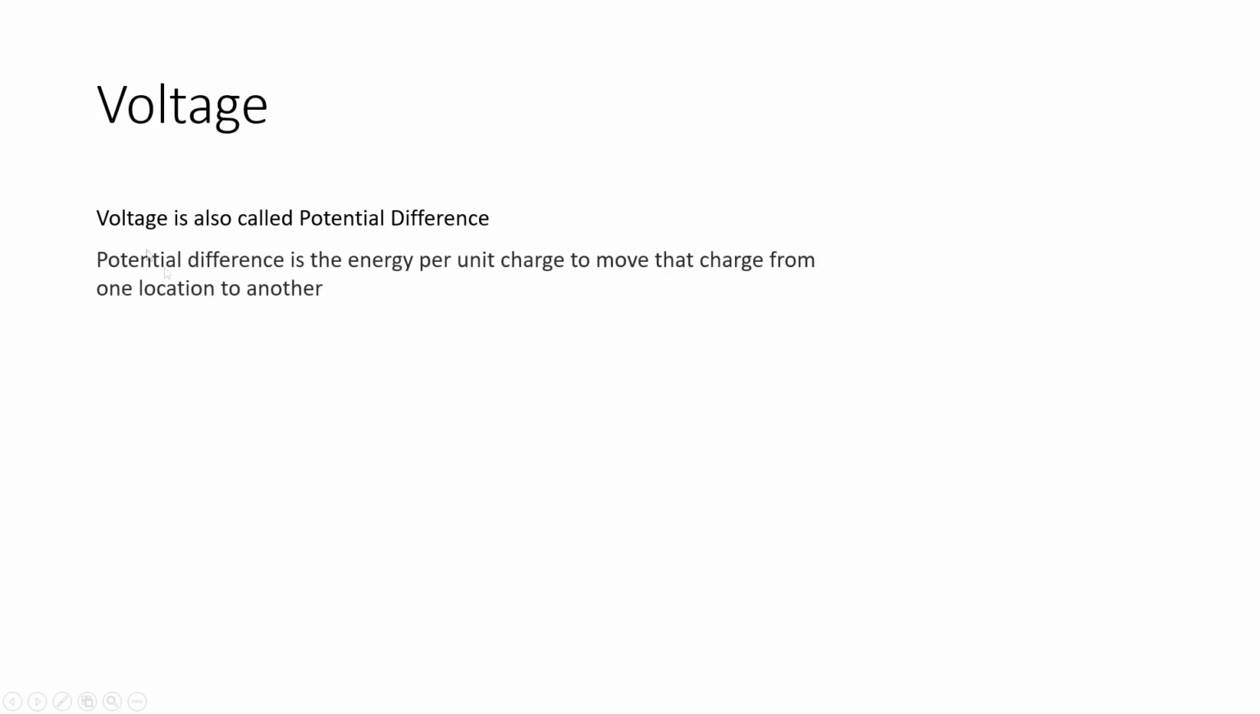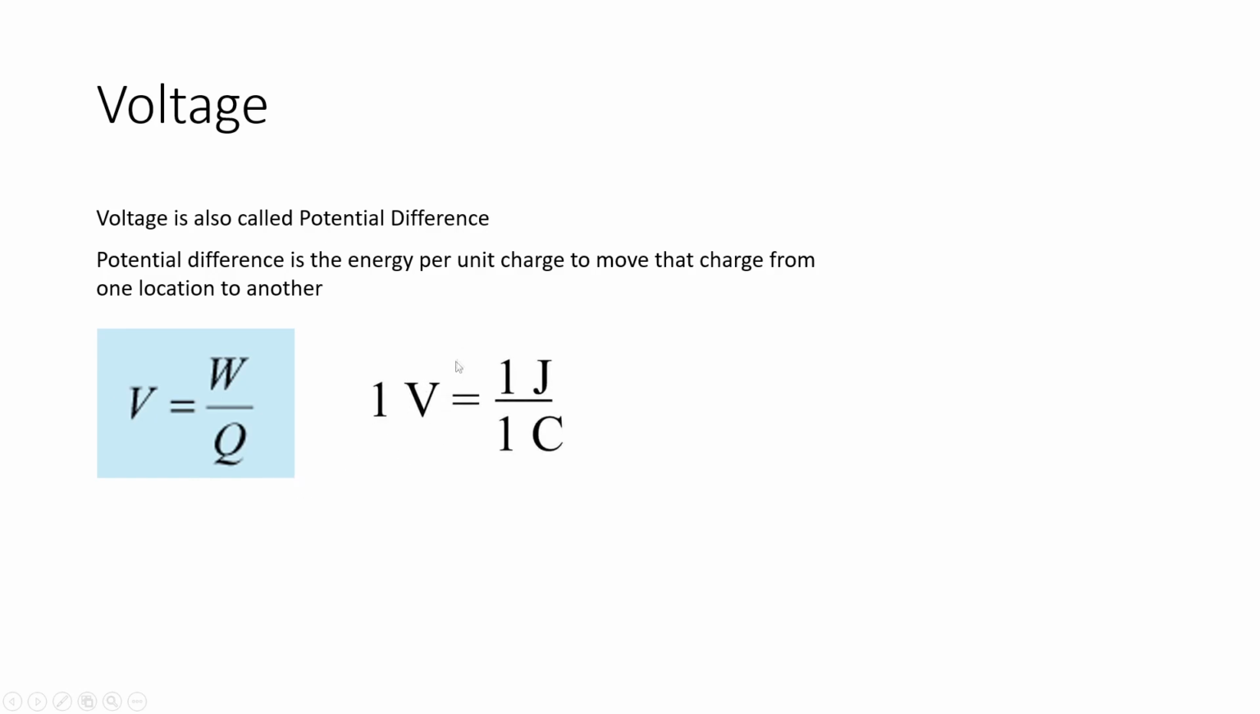Anyway, let's talk about voltage. Voltage is also called potential difference, and potential difference is just the energy per unit charge to move that charge from one location to another. If we put this into an equation, we can say that voltage is equal to the energy divided by the charge. Putting units into this equation, we can say that 1 volt, which is what we measure voltage in, is equal to 1 joule divided by 1 coulomb of charge.